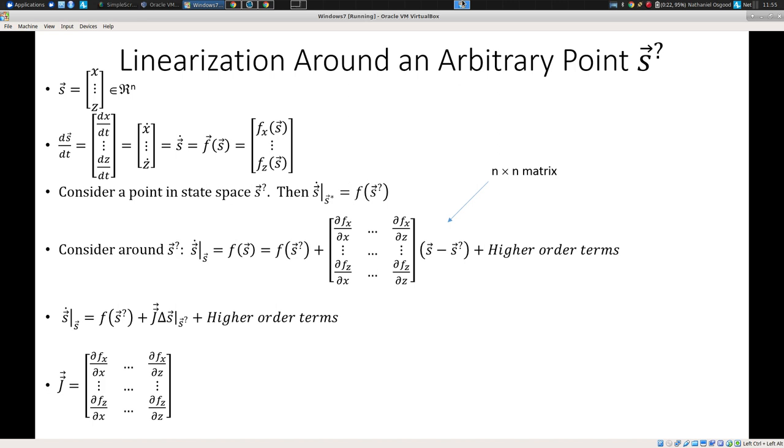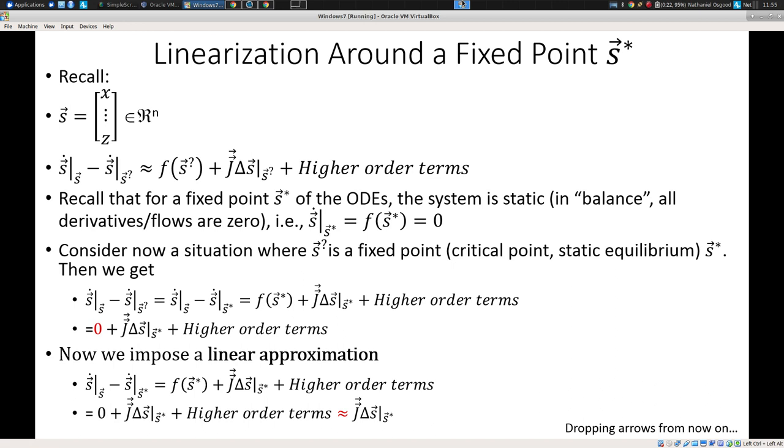It'd be like the distance between them squared, and you'd have some rate of change with respect to that. Now, with linearization, we are going to basically be able to drop the high order terms, okay? And we're going to focus for next time, particularly on the case of a fixed point. And that's a point where the value of f at that point is equal to zero.